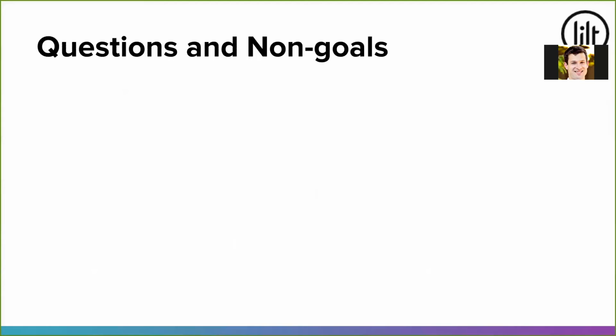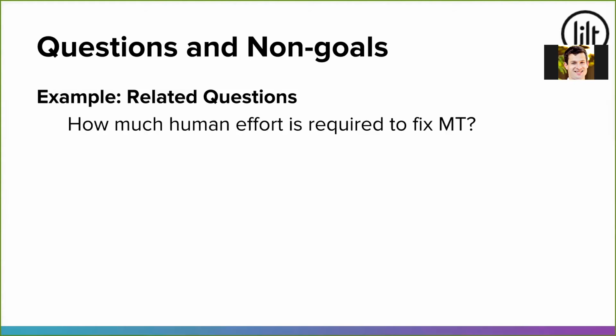Okay, so here are a couple of questions that in the process of evaluating translation quality, you could also ask. These are sort of ancillary questions. And then a couple of non-goals, things that we're not going to attempt to answer. One question that people often ask is how much human effort is required to fix machine translation. Some of you might have heard of edit distance. This is saying if you have a machine translation output, how many changes does a human translator have to make to transform it into something that's acceptable? That's a question that you can ask.